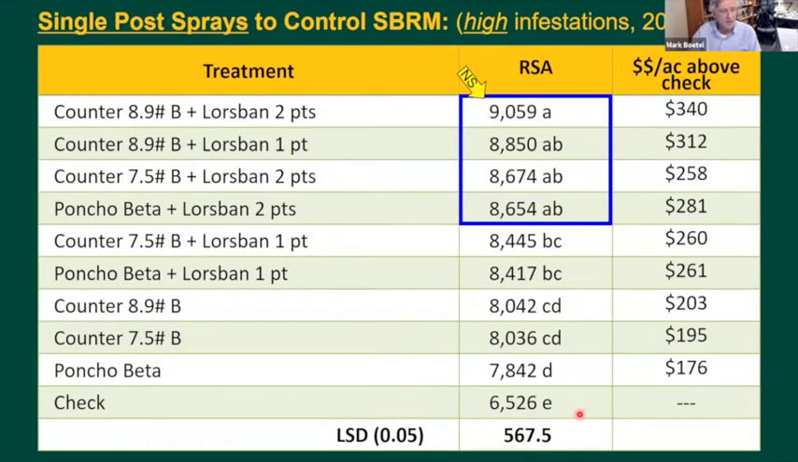This next one involves post-sprays, which is more commonly used, as your survey responses indicated. We've got varying at-plant applications of Counter, and then we've got Poncho Beta also as an at-plant, and then either alone or with either a 1 or a 2 pint application of Lorsban. And we've used both Lorsban 4E and Advanced. We've done some testing and they don't really perform differently with regard to root maggot. So I took the liberty of combining that data.